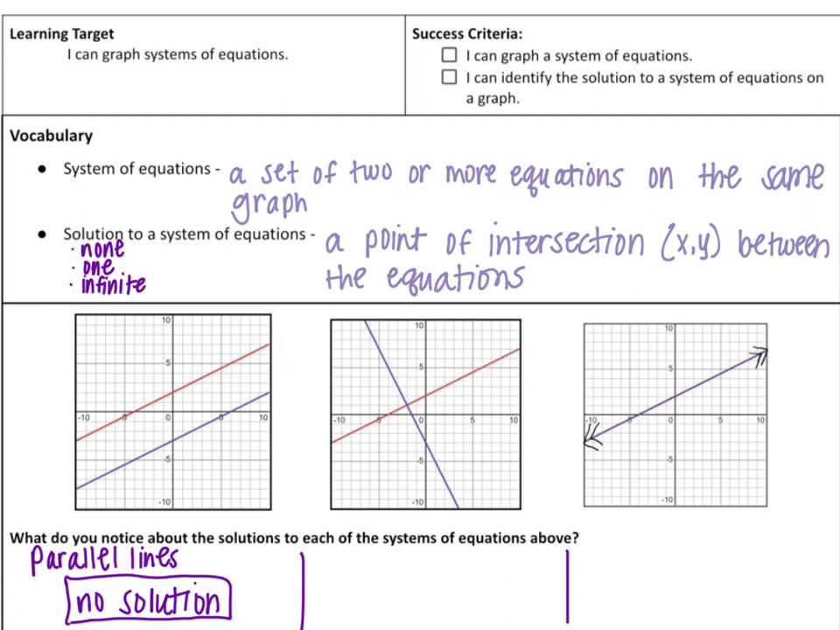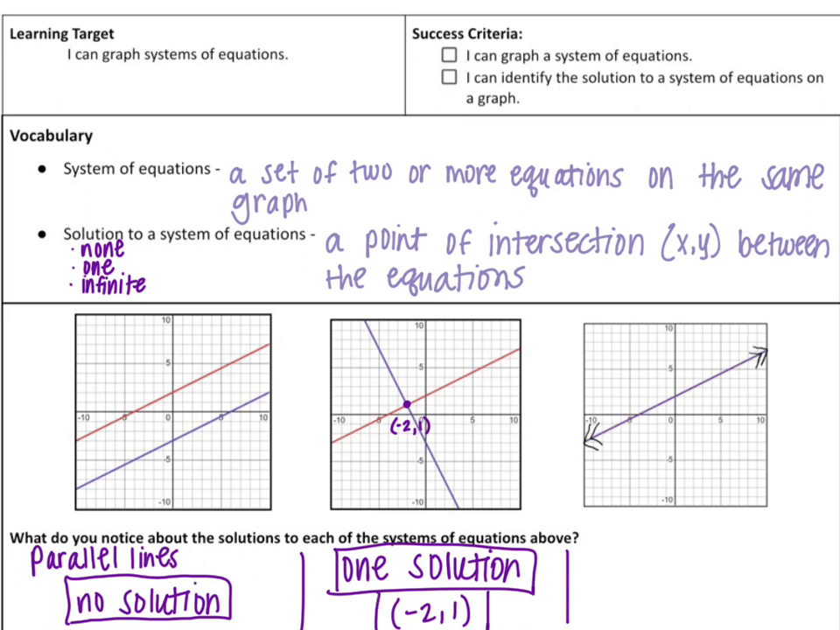This second one, I see that there is a point of intersection, right? And that point of intersection is going to be our solution, whatever the coordinates are for that point. So I'm going to make a point at that, and I'm going to say, okay, that is -2, 1. So what I've noticed is that I have one solution here, and that one solution is at -2, 1.